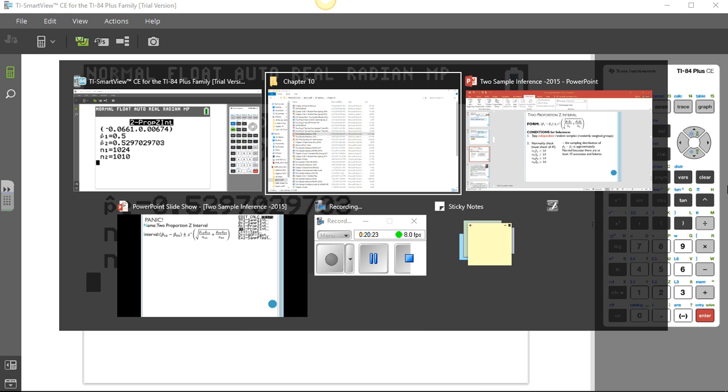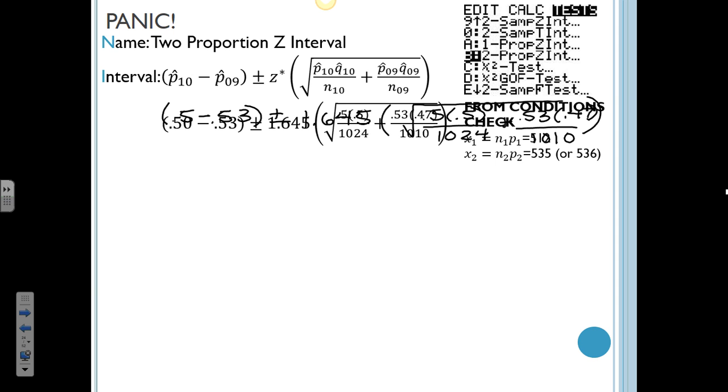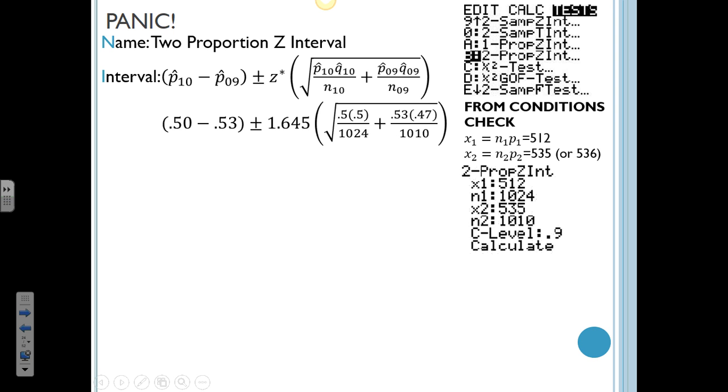Excellent. Okay, so let's go back to the actual board. Notice up here, I actually did all of this on the PowerPoint already. If you want to make yourself a note here: those x1 and x2, those are the number of successes. I really encourage you to make this note. They cannot be decimals when you plug it in. That's why it says 535 or 536, because you're going to get credit either way if you round up or down. So this is what we typed in, correct? And then we got this.